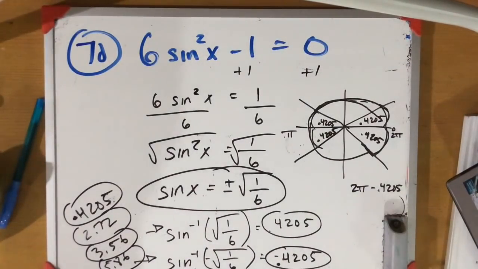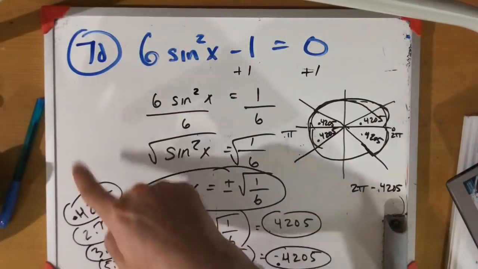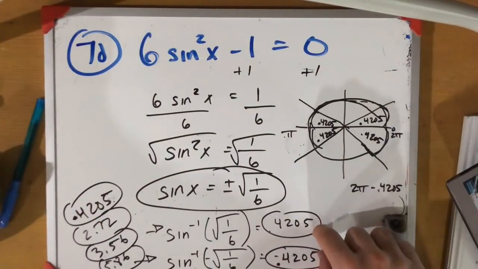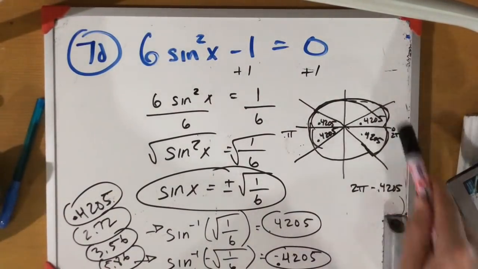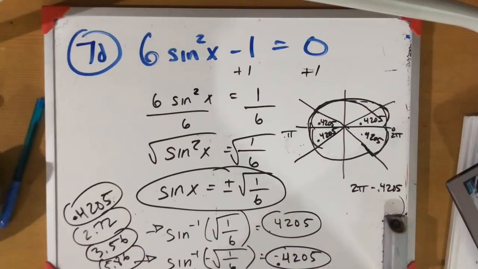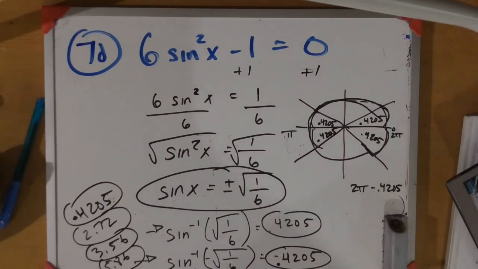Okay, so again, we found all our angles according to our base angles, which is 0.4205 and negative 0.4205. We just kind of have to work around our unit circle.